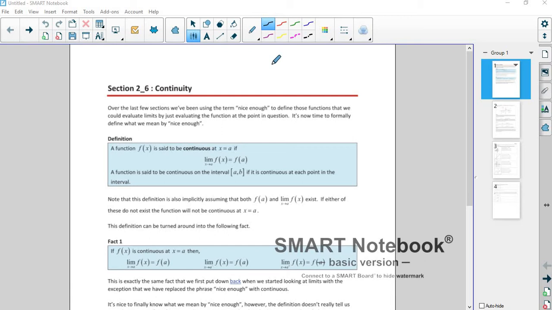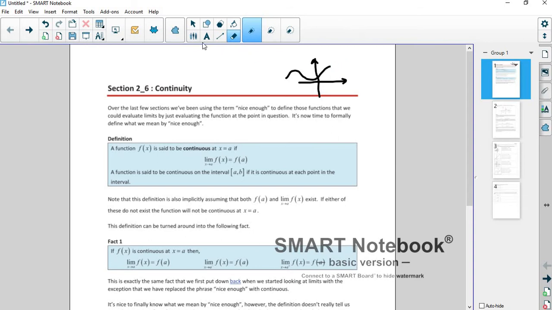We kind of have an idea of what it means to be continuous with a graph, right? If you have a graph of a function and it goes along and you can trace that graph and it doesn't ever have a hole or an asymptote or a jump or any of that kind of stuff, if it just keeps going along and you don't have to lift your pencil or your pen, then that's a continuous function, okay?